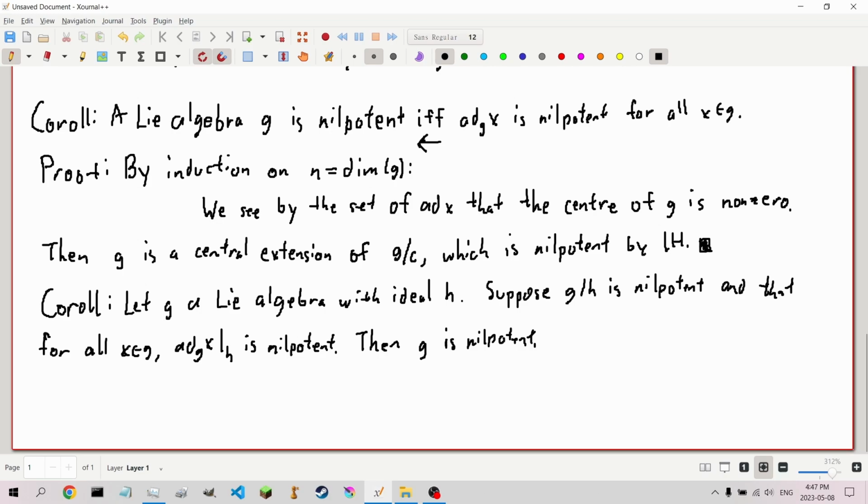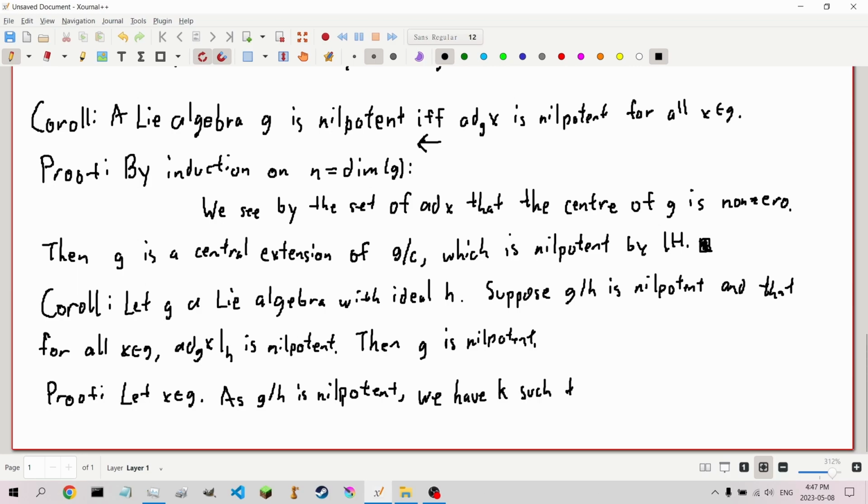The proof of this is pretty straightforward. Once again, let X be in G. Since we have that G over H is nilpotent by assumption, there exists a k such that the adjoint representation of x, k times, on G over H is 0, which is equivalent to saying that this on G is contained within H.